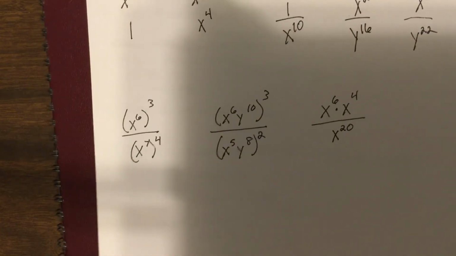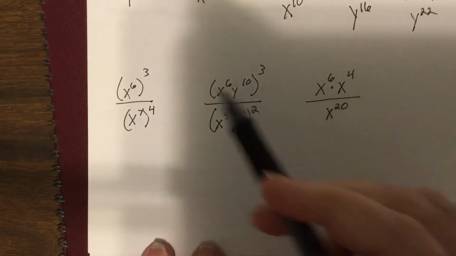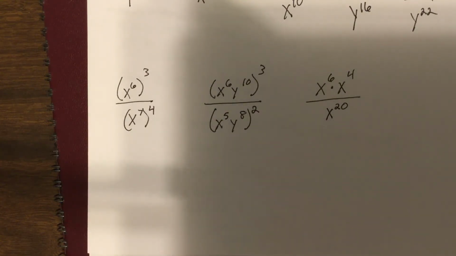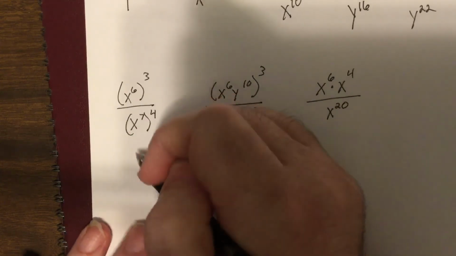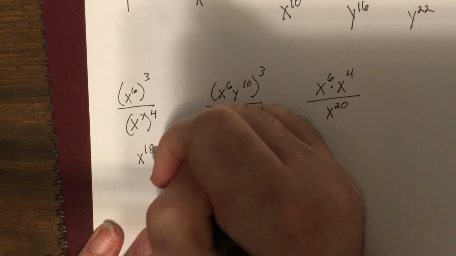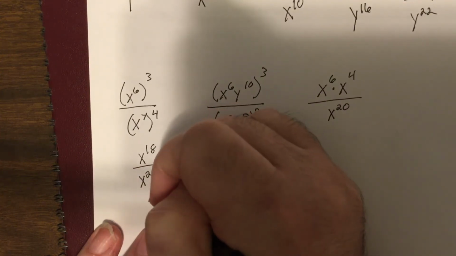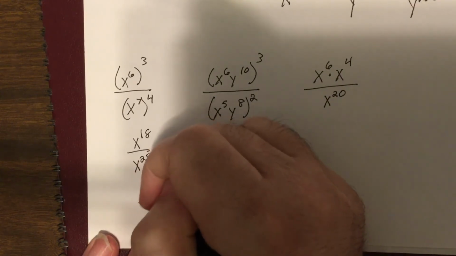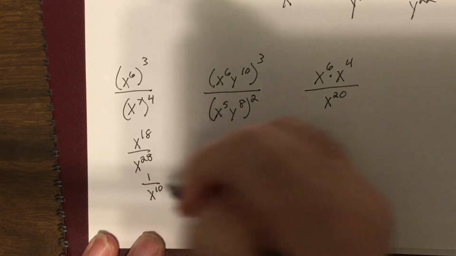So see if you can figure out these difficult ones. These use the other rules or laws in the problem, and then turn me back on when you think you got it. So this would be x to the 18th over x to the 28th. But when you're dividing two things with the same base, you subtract the powers, so it's 1 over x to the 10th.